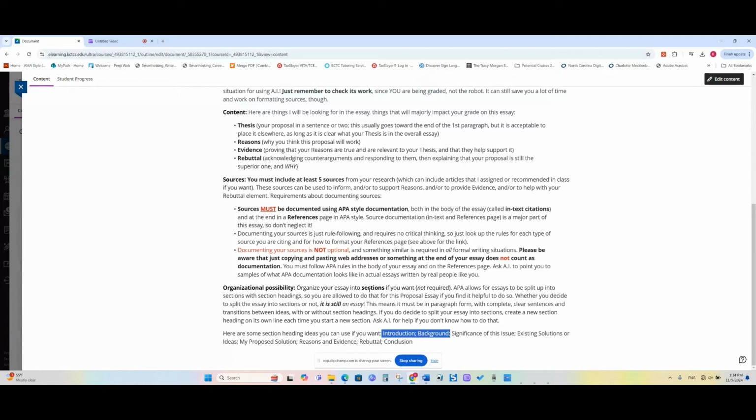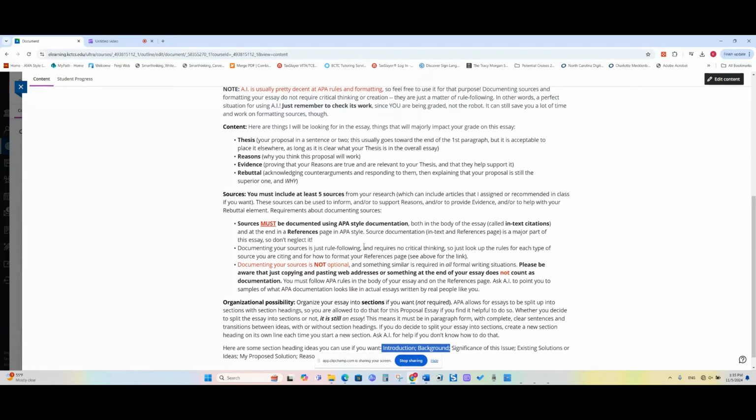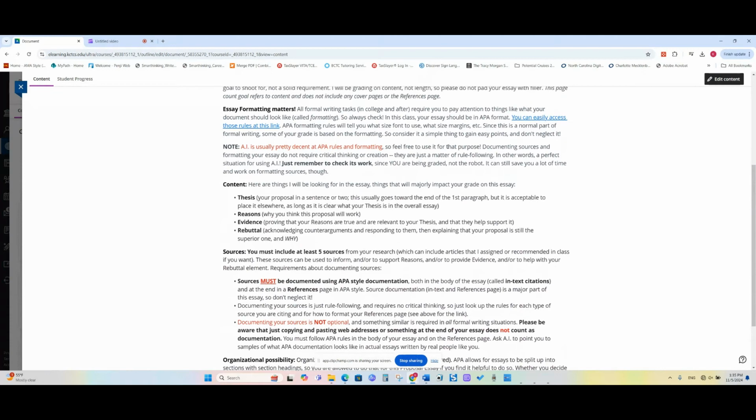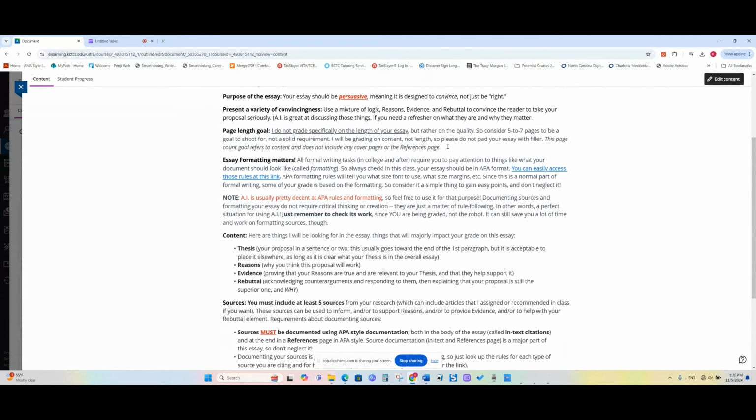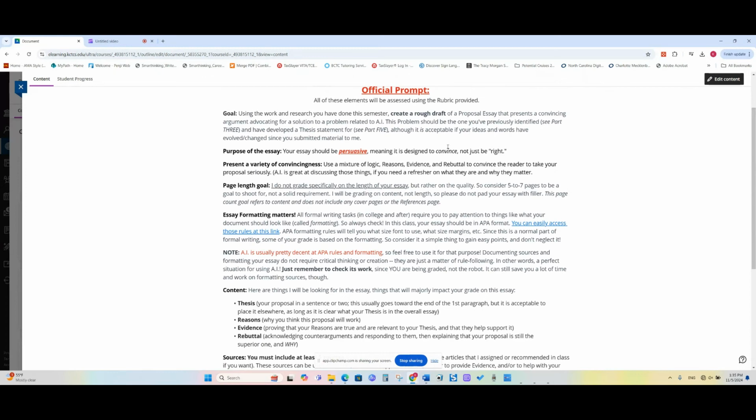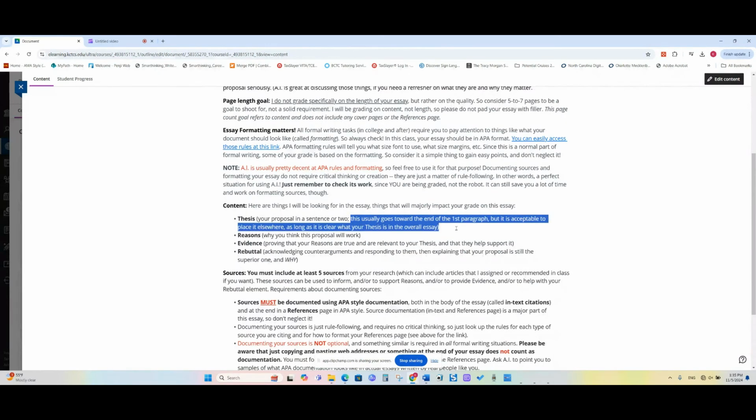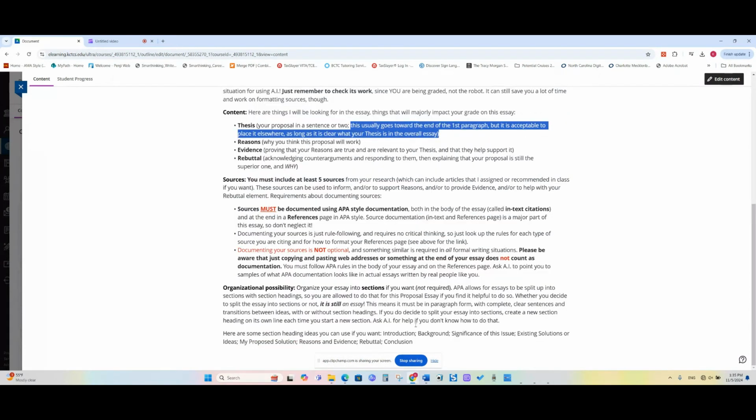You want to end your introduction with your thesis. Well, these instructions say that you can put your thesis anywhere that makes sense, but generally the thesis is the last sentence of the introduction. The introduction should basically be for definitions and setting up the setting of what your topic is.